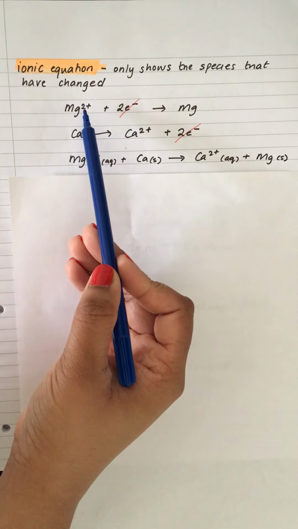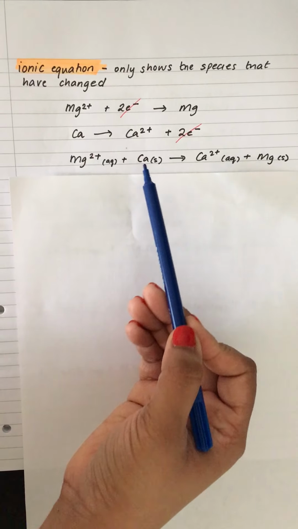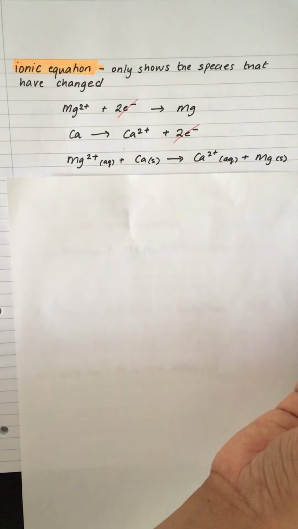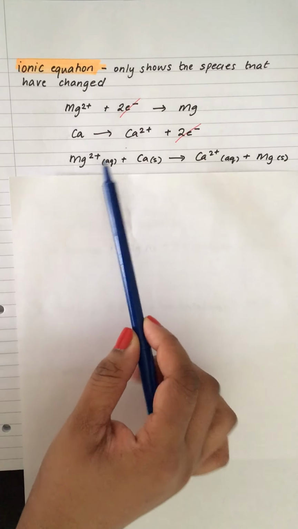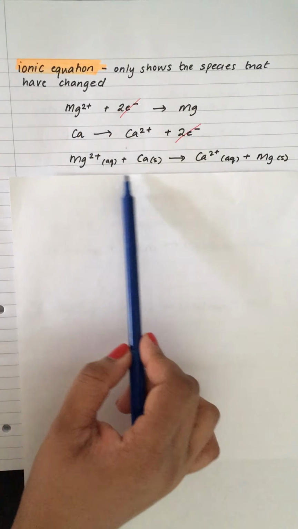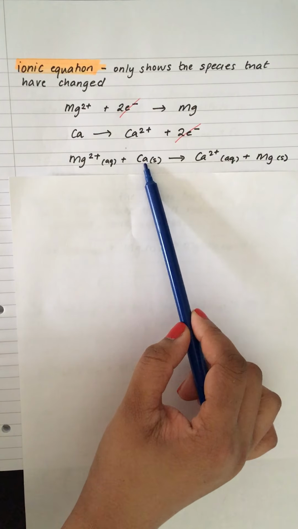So I've just combined the 2 equations, the magnesium ion, so on the reactant side on the left of the arrow, and the products on the right of the arrow without my electrons. Magnesium ion plus calcium, and we see our calcium atom has become an ion and the ion becomes an atom.